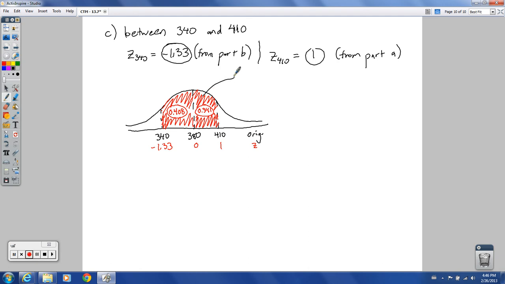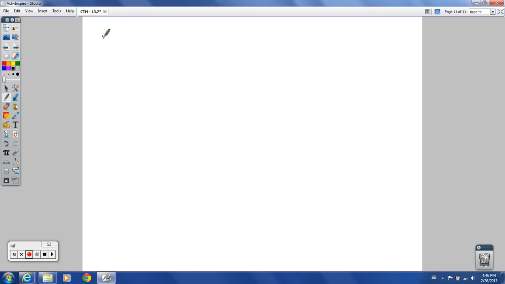So the area of the whole thing, the whole shaded part, is going to equal 0.408 plus 0.341. That is equal to 0.749, which is the same thing as 74.9%. And a couple more twists here. Three more twists actually, and we'll be calling it a day from there.